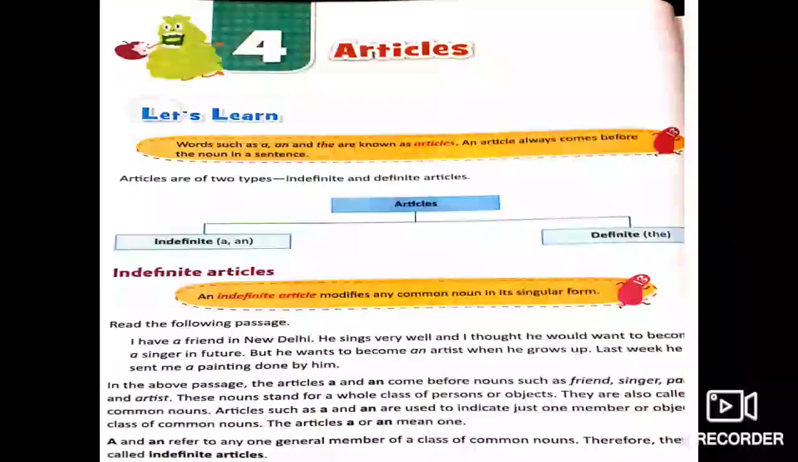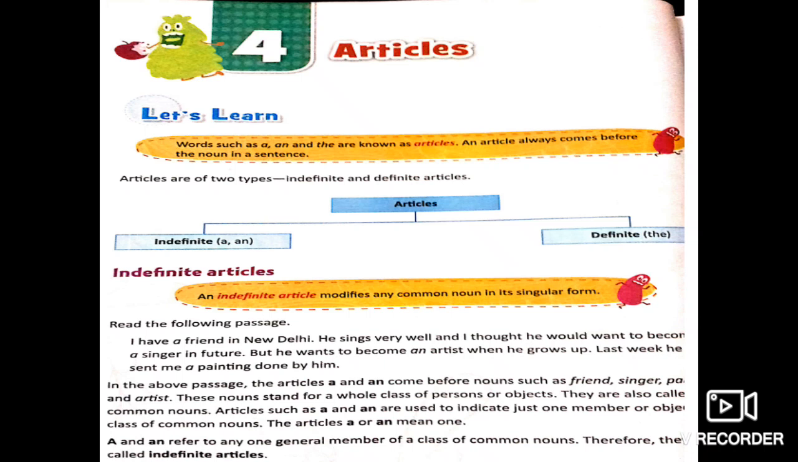The first is a friend. So, a is used before friend. Friend is a common noun. It is in the singular. Therefore, indefinite article a is used. Then we have got singer. Another common noun is artist. And the last is painting. So, we find a singer, an artist, a painting.